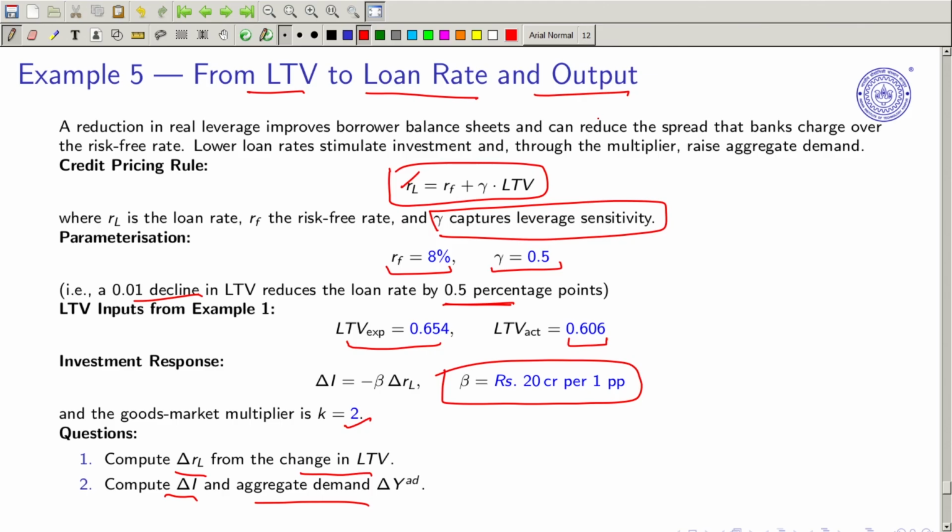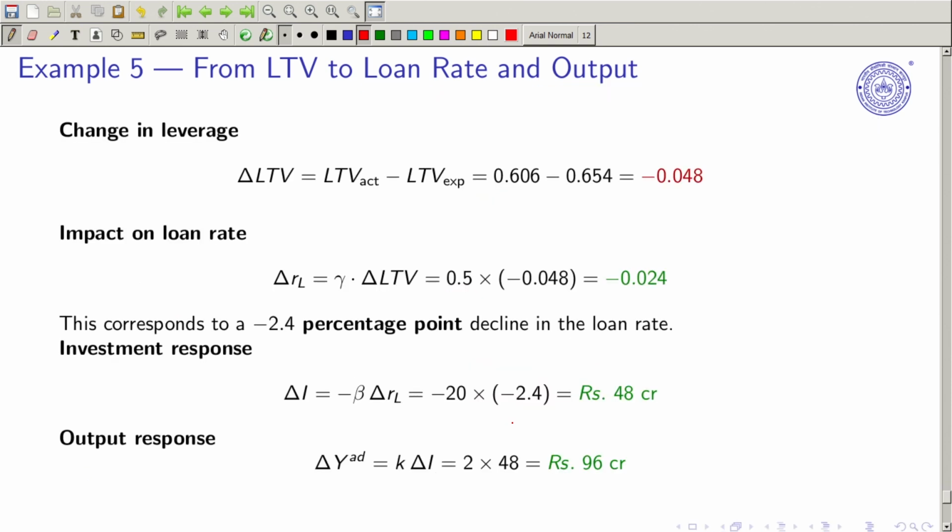So this is the macro scenario: given the risk-free rate of 8%, the gamma of 0.5, the expected loan to value of 0.64 and the actual of 0.60. Suppose beta we are assuming is rupees 20 crore per 1 percentage point change, and the multiplier is K. How much do we see in the change in output? This we can see easily.